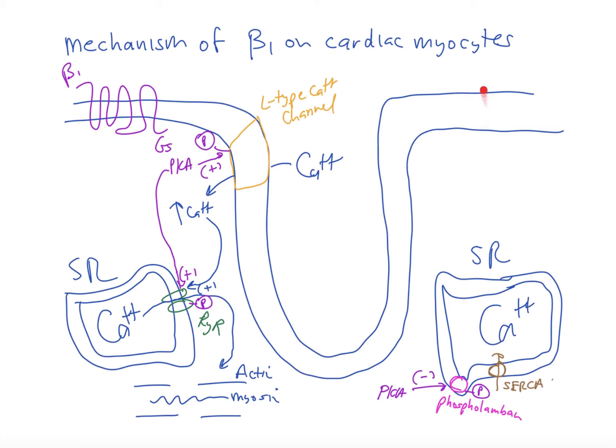So these would be 3 protein targets. L-type calcium channels get activated, ryanodine receptors get activated more, and phospholamban gets inhibited. They all get a phosphate, but 2 of the 3 get activated more, 1 of them gets inhibited.